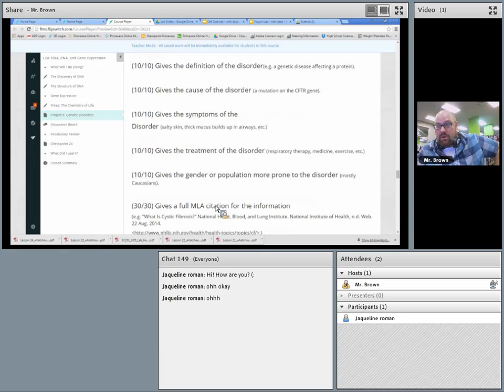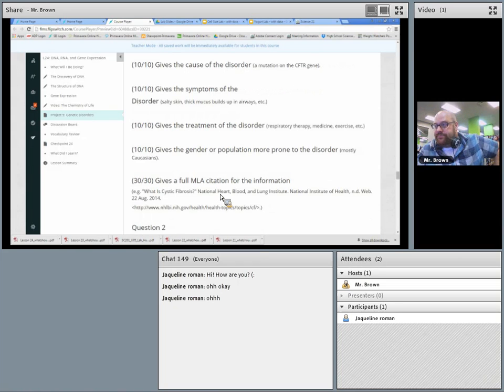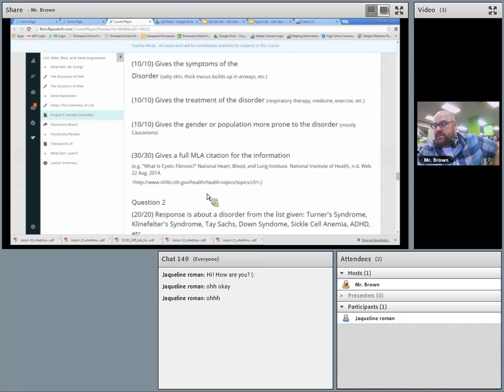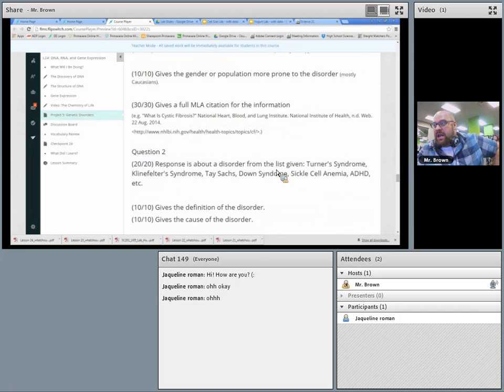For example, sickle cell anemia is more common in African Americans. Tay-Sachs, which we've learned a little bit about, is more prevalent in Jewish people. Make sure you cite your source. And then any other disorder you can think of. Sickle cell, Tay-Sachs, Down syndrome, Klinefelter's, Turner syndrome.